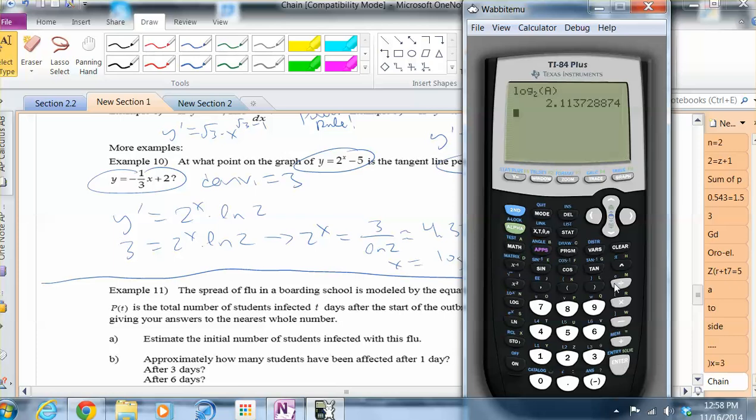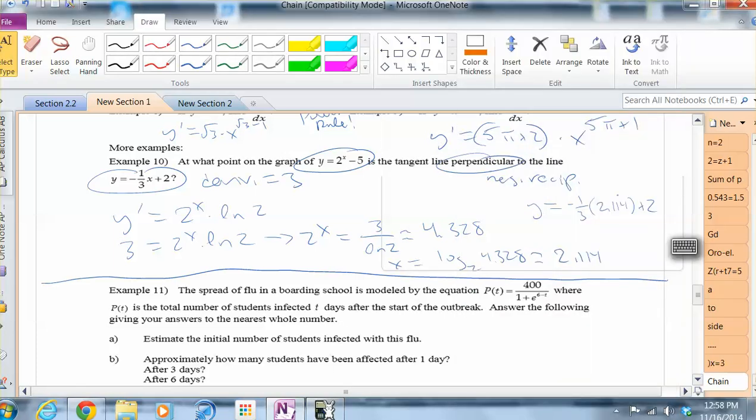Okay, 2.113. So 2 raised to that power minus 5. There we go. Negative 0.672. My bad. So the point where we wind up getting a tangent line that's perpendicular to y equals negative 1/3 x plus 2 is right there.